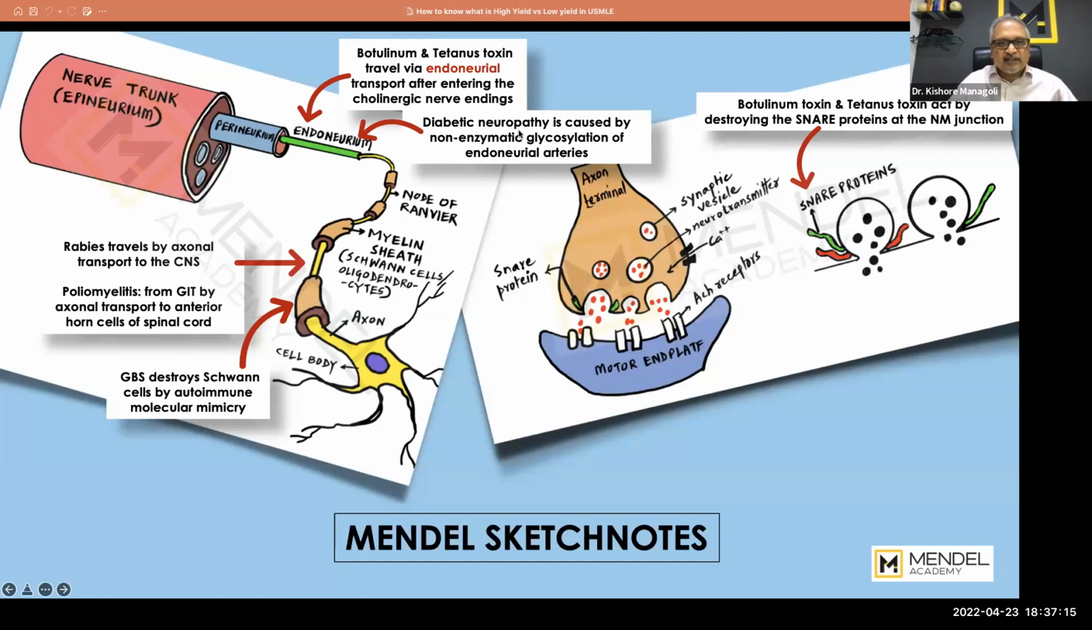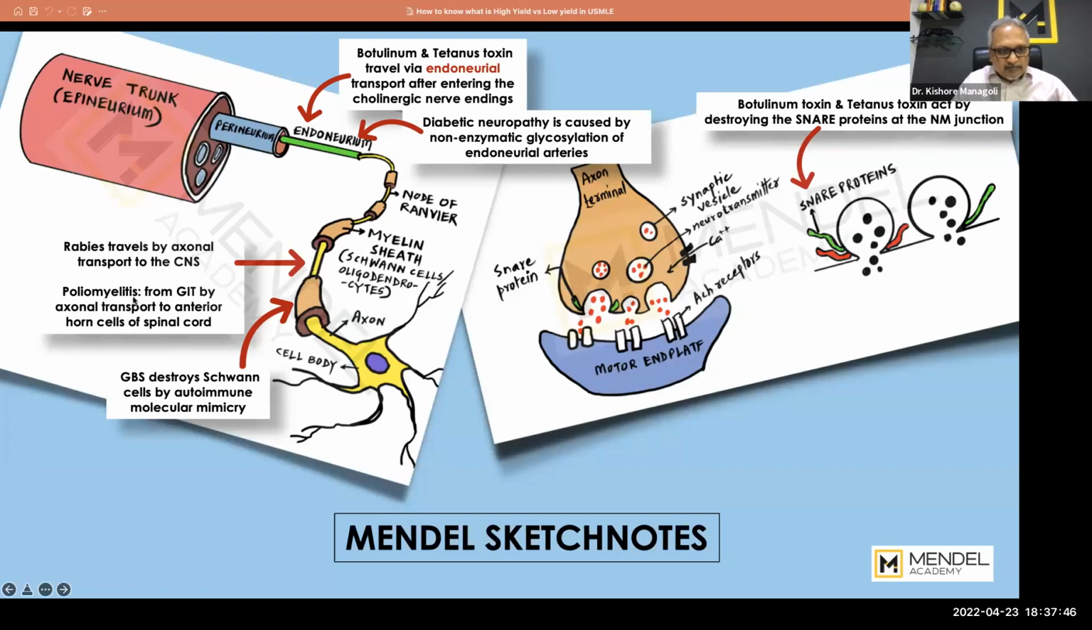Diabetic neuropathy is very frequently tested. You should know that the endoneurium also has small vessels, not arteries, arterioles. Those undergo glycosylation, and that glycosylation causes these vessels to become stiff, and that will cause the neuropathy in diabetes. The third important thing is that rabies travels through the axons of the nerves to cause the damage.